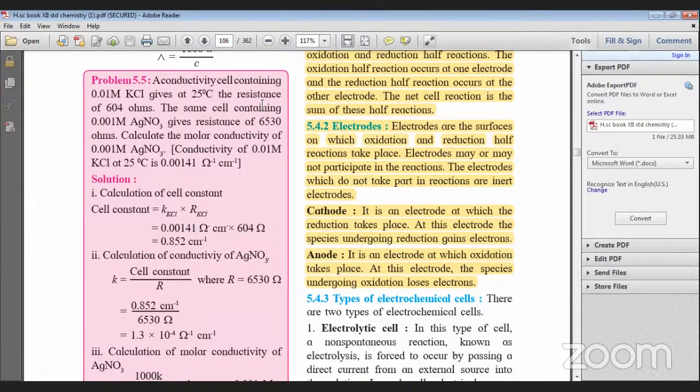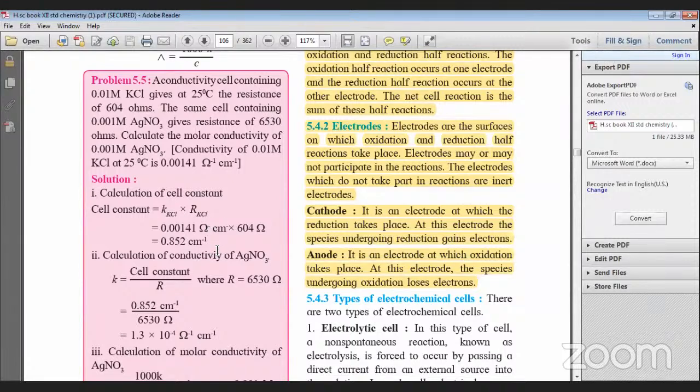0.00141. So resistance R is 604. This is not a small k, this is a resistance. Resistance is mentioned here, and conductivity is small k, which is 0.00141. So the values of K and R are given, so cell constant is calculated. And always keep in mind, the unit of cell constant is meter inverse or centimeter inverse, because the ohm will get cancelled, and it is centimeter inverse.